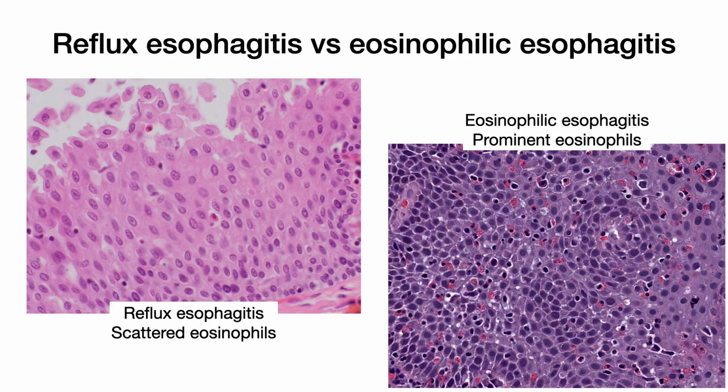So reflux esophagitis and eosinophilic esophagitis are similar in that both of them contain eosinophils. That's how you make the diagnosis. But with reflux esophagitis, there's just a couple. If you look at that picture, there's just a couple of eosinophils scattered here and there. That was reflux esophagitis. Whereas eosinophilic esophagitis, which is a separate condition, has prominent eosinophils. And if you look at that, there's just eosinophils all over.